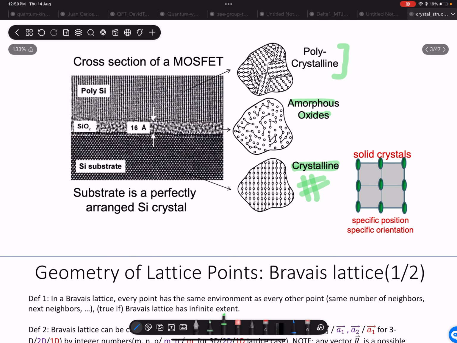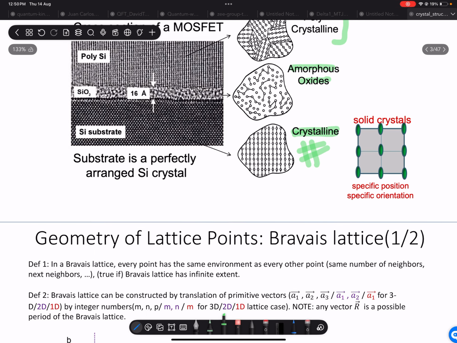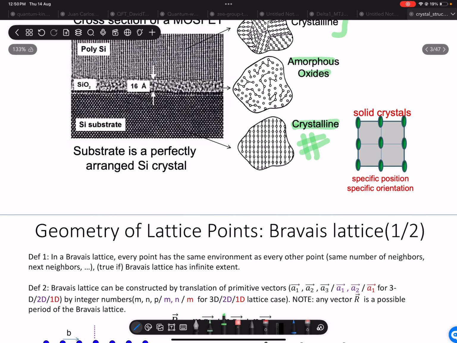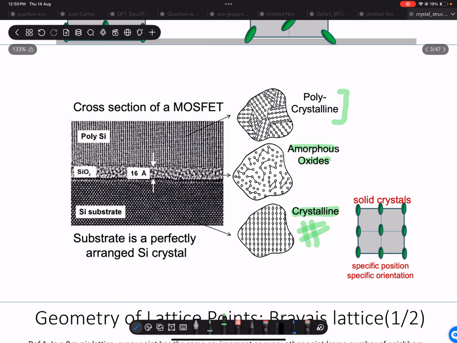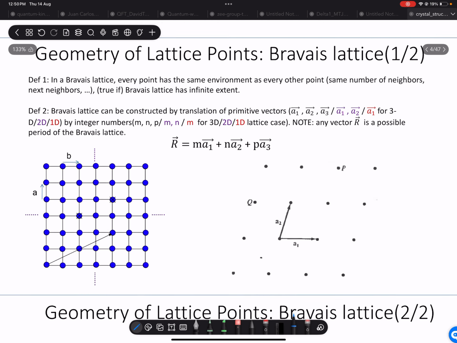To define a crystal, we are going to define an abstract concept called lattice and basis. Lattice plus basis makes the crystal. So the crystal would be equal to lattice plus basis. We will see what each individually means. So this is our approach. Let's see what a lattice is.